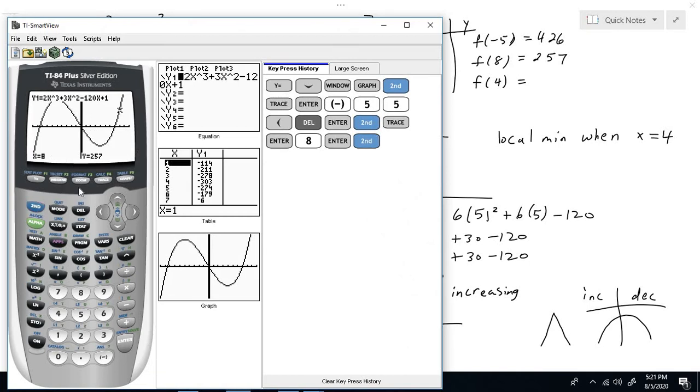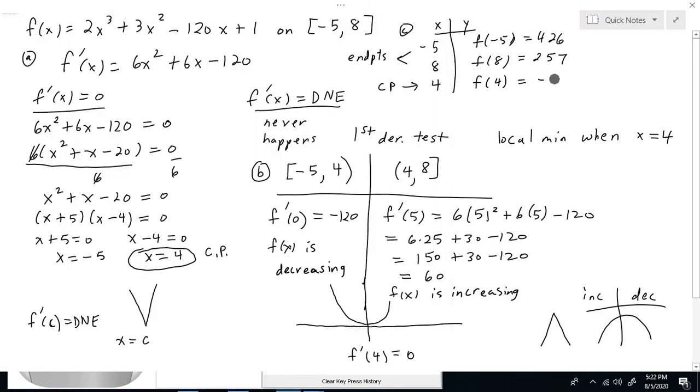And then plug in 4, go back to calc, and then value when x is 4. Press enter, and you get -303. And in fact, you can see that it actually plots the ordered pair on the graph. Okay, and then once you find the corresponding y values, all you have to do now is pick off the largest one, and that's your absolute maximum. So this is the absolute max. And then this is the smallest, so that's the absolute minimum.